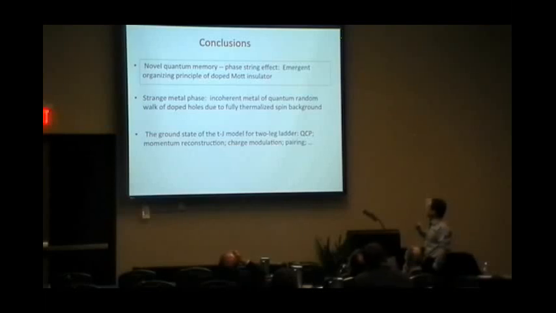And I tried to convince you that this is an organizing principle for how the whole doped system behaves. At high temperature, where the background spins are all summed over, it becomes an incoherent matter. On the other hand, if this correlation develops at low temperature, then this kind of memory effect will lead to very interesting properties like momentum reconstruction, charge modulation, and pairing.